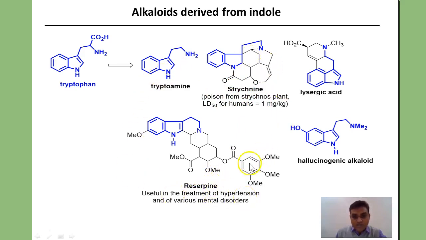So from this chart, it is very clear that indole is a very important heterocycle as far as alkaloids are concerned. As far as the biosynthesis of all these alkaloids is concerned, it is obtained from an essential amino acid called tryptophan. Tryptophan is a biogenetic precursor for the synthesis of many alkaloids containing indole as a substructural unit. And tryptophan itself contains indole as a substructural unit.